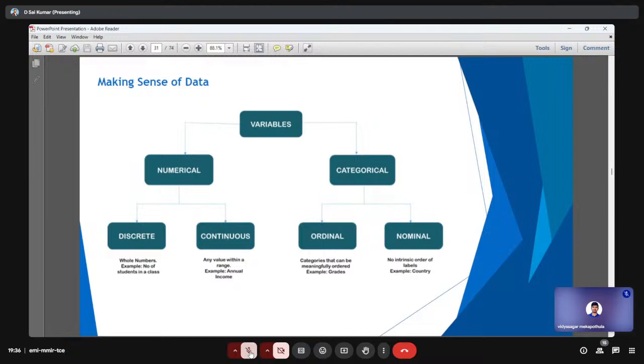Then the other category is categorical data, where this type of data specifies the category of an individual. For example, the gender, the marital status of an individual, the type of address.